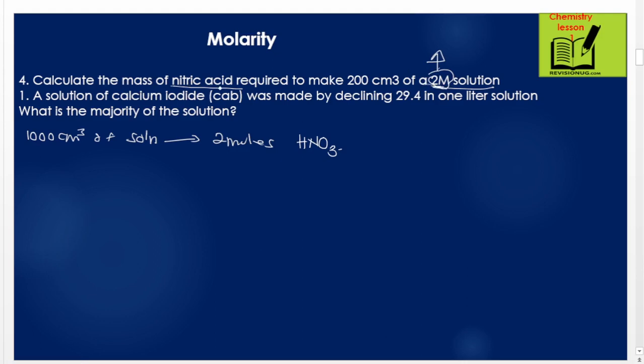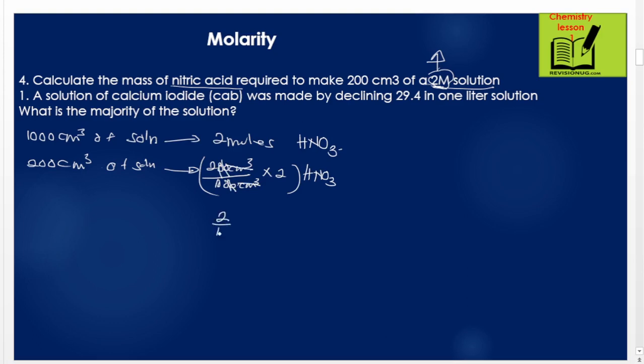Calculate the mass of nitric acid required to make 200 cubic centimeters, meaning that in 1000 cubic centimeters of a solution, we have 2 moles of nitric acid. Now let us lower it. If I just remove a portion, I just get 200 cubic centimeters of that solution. How many moles of nitric acid are going to be there? Now that will be 200 cubic centimeters all over 1000 times 2 moles of nitric acid, HNO3. Cancel the zeros, then we have 2 out of 10 times 2, then by 2, 1, then by 2, 5. That is 1 over 5 times 2.